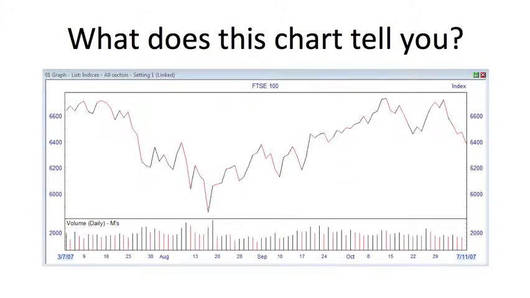So first of all, here we have just a normal chart. This is a normal linear line graph. All it's doing is showing you the close in the market. This is what we tend to see in the news and in the newspapers and so on. A simple representation of where the price closed. And here we have the FTSE.